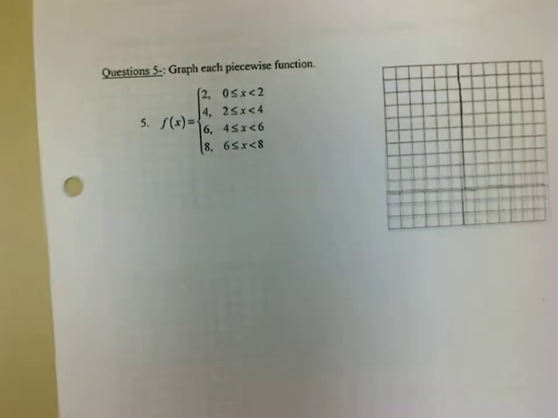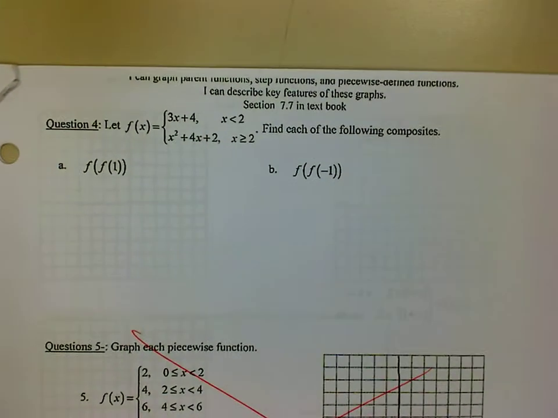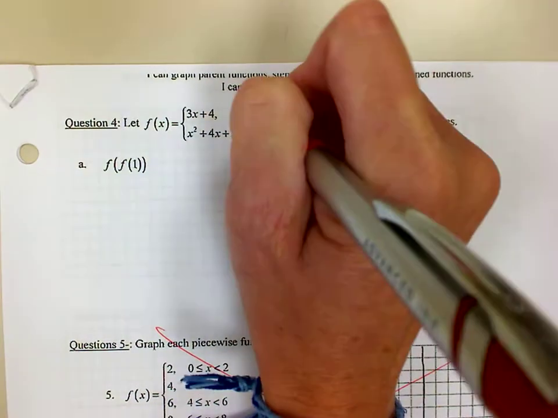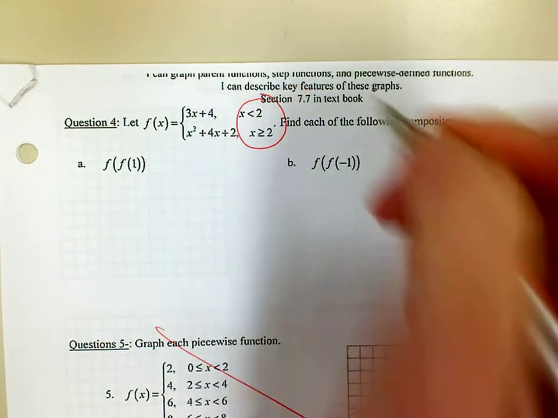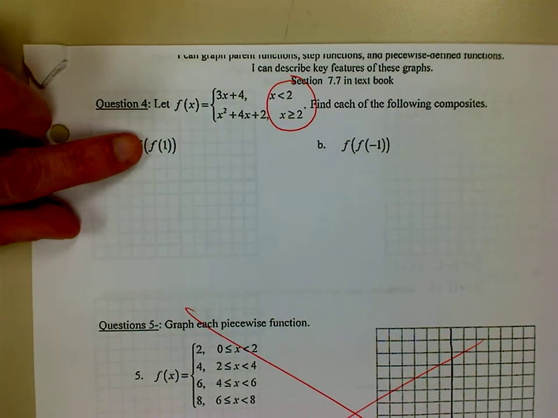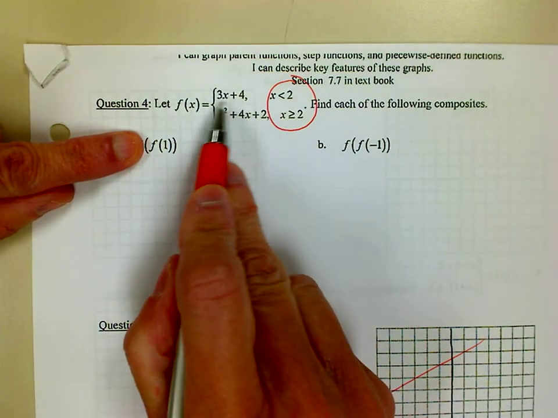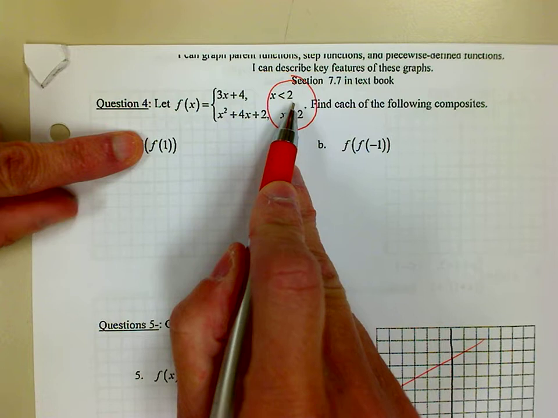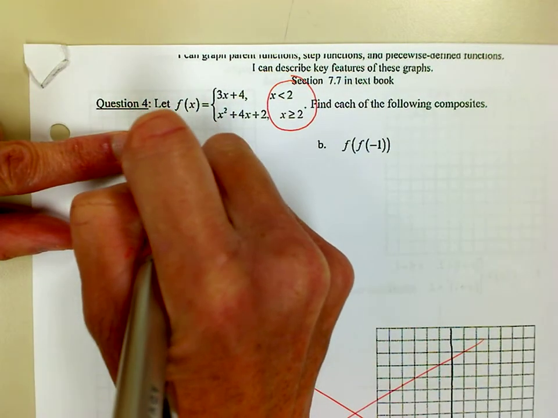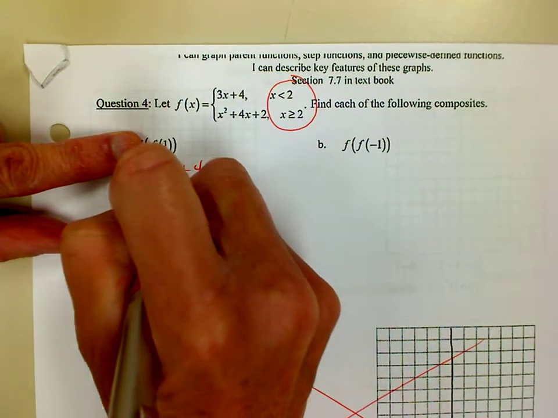Okay, on the next page, we're not going to do number 5, so we can cross off 5. All right, so we have the same thing. Over here it tells you which ones you want to use, and this time we're substituting twice. So we're going to do this first. So first I'm going to substitute in 1. I'm going to use the top one because 1 is less than 2. I'm going to put 1 in for x.